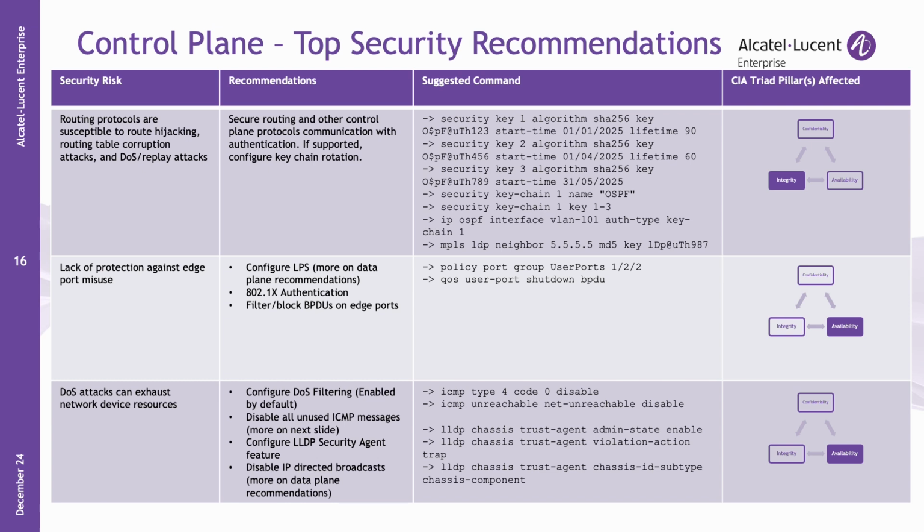When a rogue device is detected, a violation is reported on the port. Also, the network interface port that is connected to the rogue device is blocked. Thus the rogue device is prevented from accessing the internal network. Another mitigation feature is to disable IP-directed broadcast. I will cover this in more detail in the data plane section.